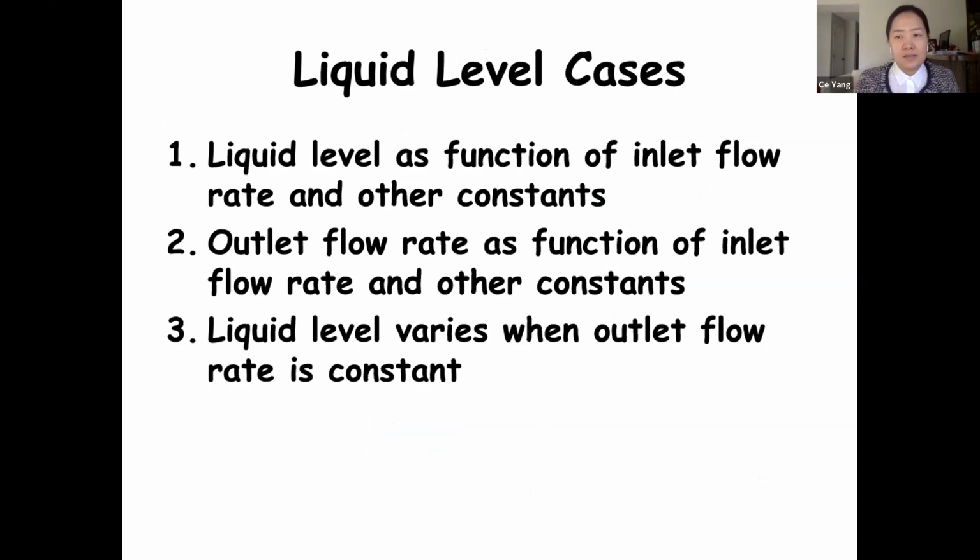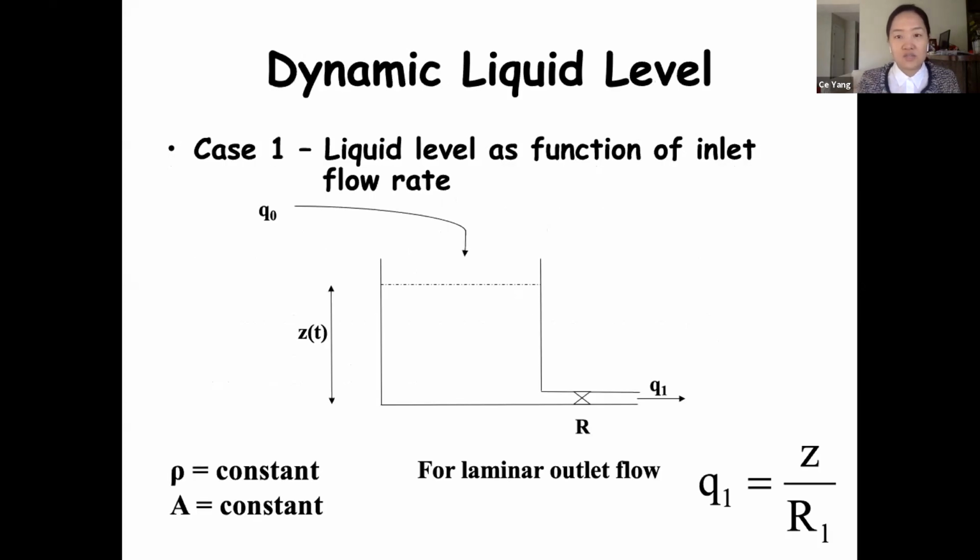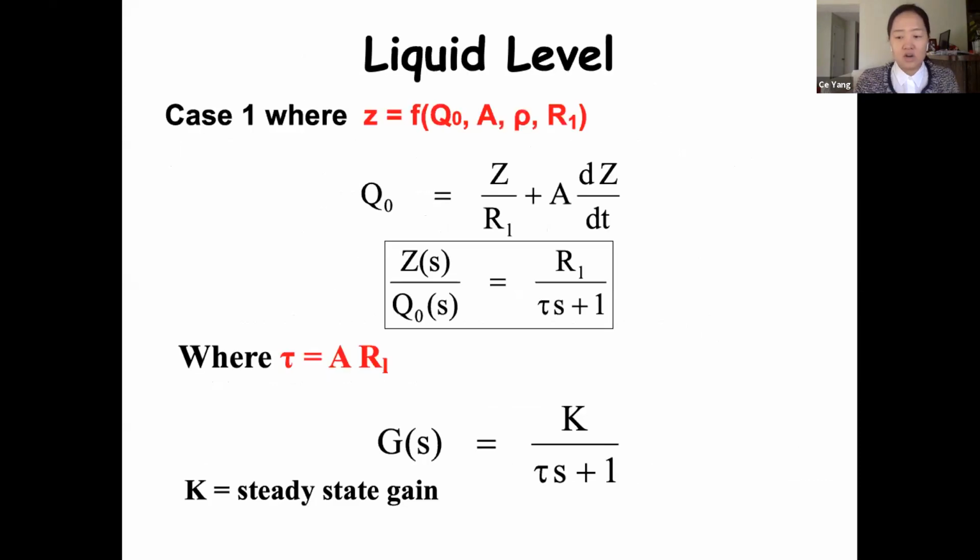So basically when you read a question, if it's a liquid level problem, you need to identify which liquid level case you're going to deal with, so that you can refer to different case solutions. So here, case 1 is where liquid level is the function of inlet flow rate. We assume laminar outlet flow, which is Q1 equals Z over R1.